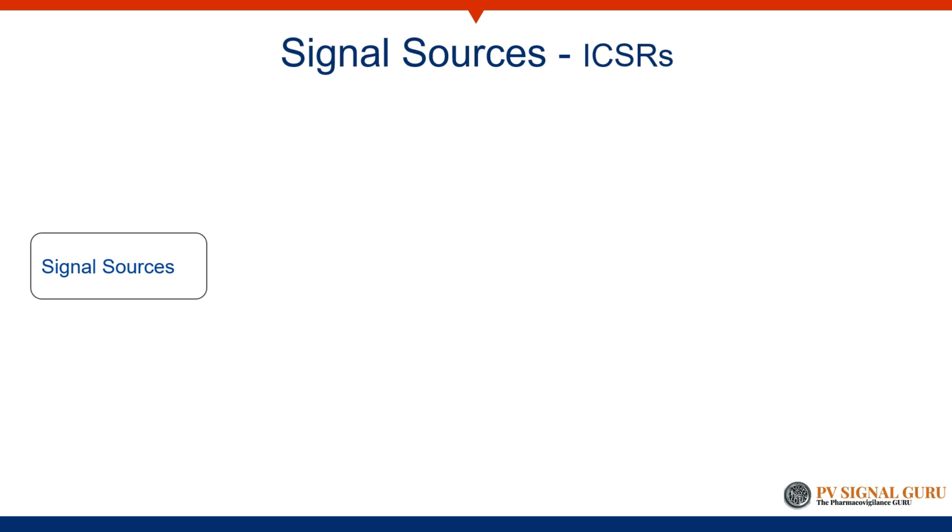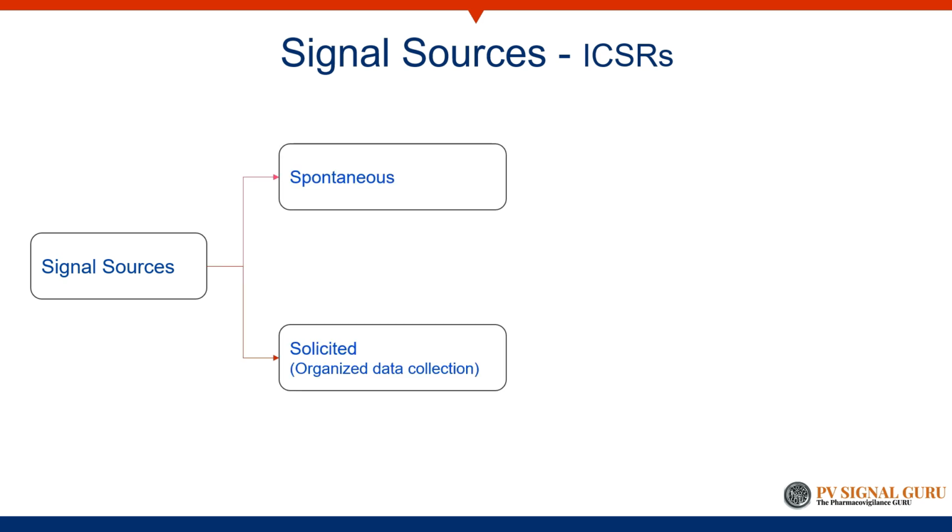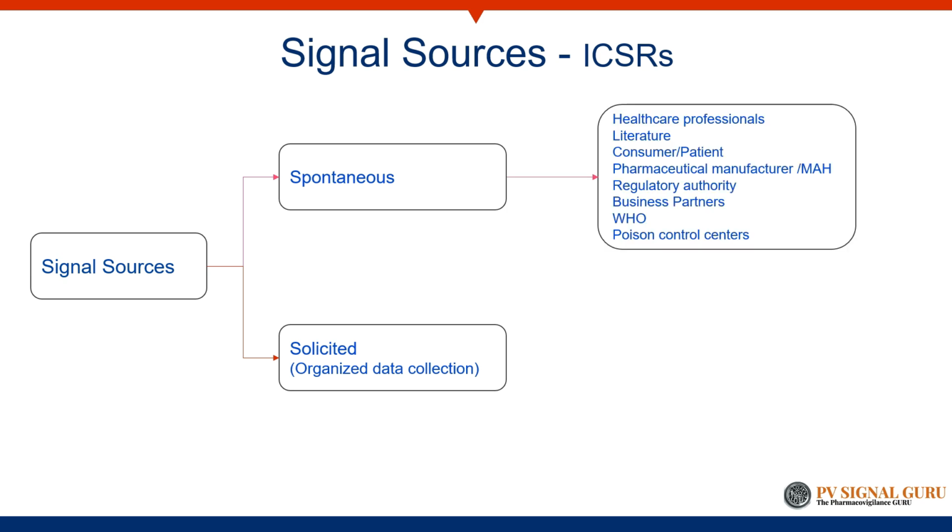As you may know, ICSRs are categorized into two types based on the sources: spontaneous cases and solicited cases. Let's look at the spontaneous sources. A spontaneous report is an unsolicited communication from a healthcare professional, consumer, or other stakeholders to a regulatory authority, MAH, or organization. It describes one or more suspected adverse reactions in a patient who was given one or more medicinal products. These reports do not originate from studies or organized data collection systems.